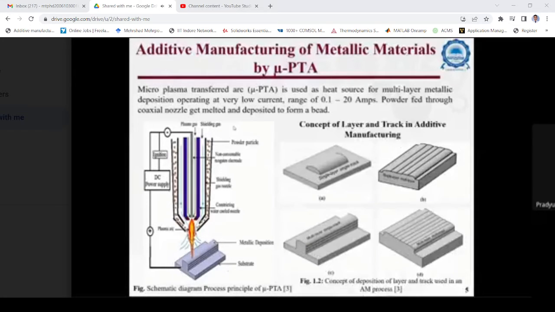The figure represents the concept of deposition of layer and track used in the additive manufacturing process. Single layer, single track deposition is typically used for repairing or remanufacturing applications. Next, single layer multi-track deposition is typically used for various coating applications. Next is multi-layer single track deposition, which is generally used for manufacturing thin wall complex structure geometry. And the final is multi-track multi-layer deposition, which is used for cladding applications and manufacturing thick walled complex geometry.